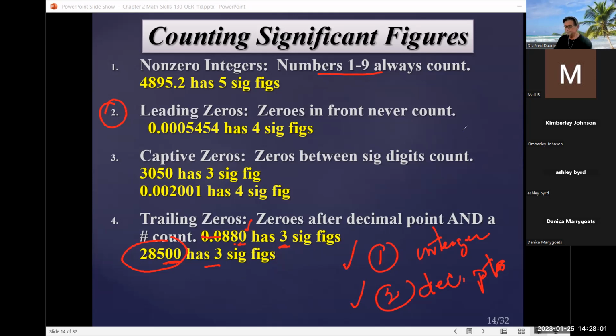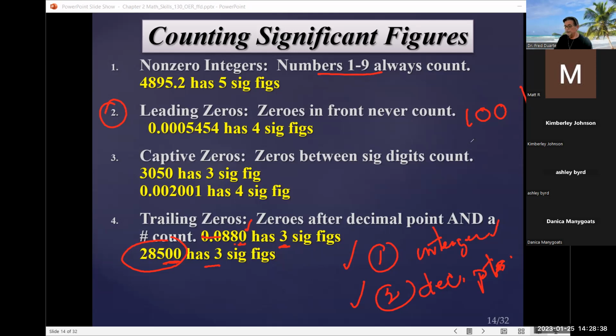For example, 100, okay? We look at the two zeros here. We can say these are like trailing zeros. Well, let's simplify. Look at the zero. Is there an integer in front of those two zeros? Yes. Is there a decimal point anywhere in that number 100? No. That means those two zeros don't count. There's only one sig fig.